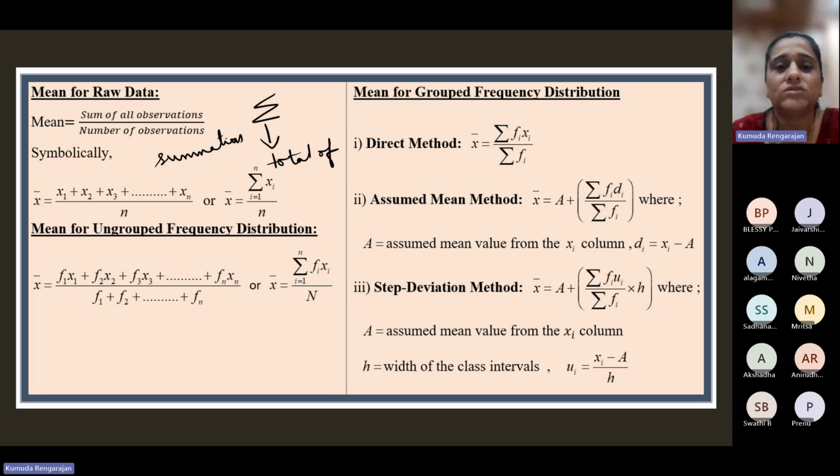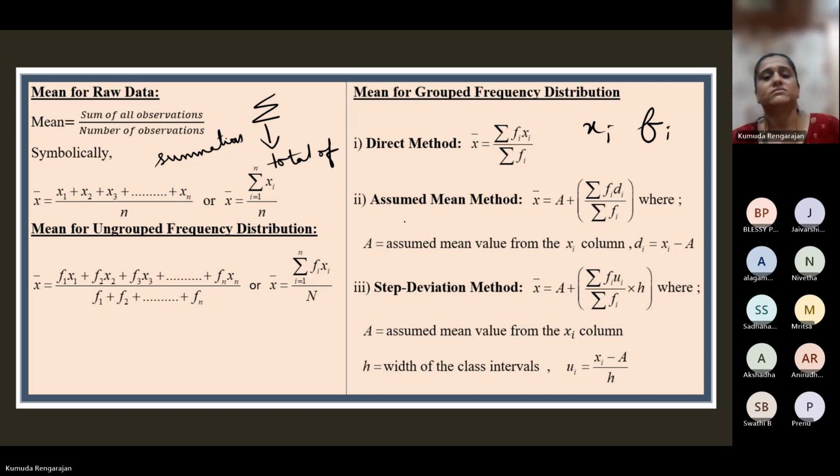So the mid value is also called class mark, or mid value of the class interval. That's what you will have in the X column. It's also called xi. See, X and F are only xi and fi. X column is the column containing the class marks of the class intervals. Class interval means 0 to 10, 10 to 20, 20 to 30. These are class intervals.